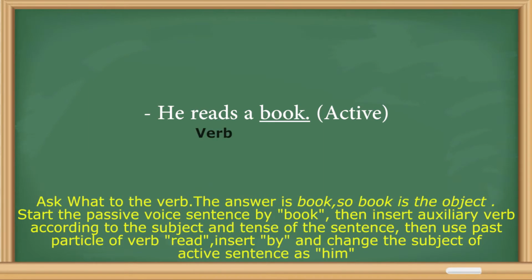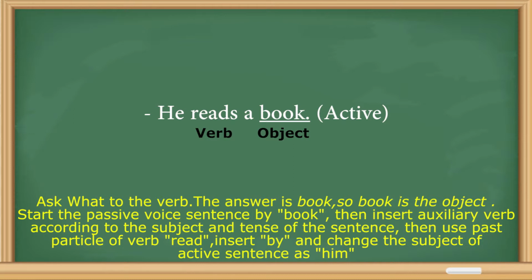Now first step is ask what to the verb. He reads what? The answer is book. So book is the object. First step, we have decided the object. Then start passive sentence by book. Means object will be converted into subject.